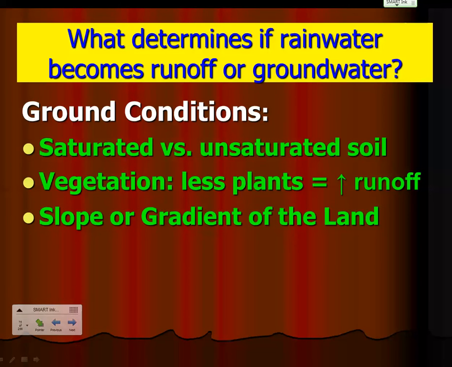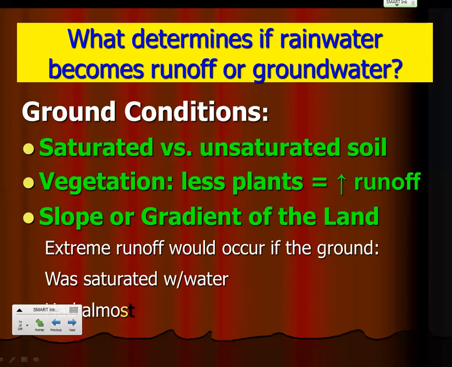Third is the slope, which we call gradient of the land. Once again, it comes down to water speed here. If it rains on a steep slope, it starts moving down that slope. Nothing's slowing it down. It's going to keep running off. If there's something in the way, it can slow it down and perhaps allow it to soak in.